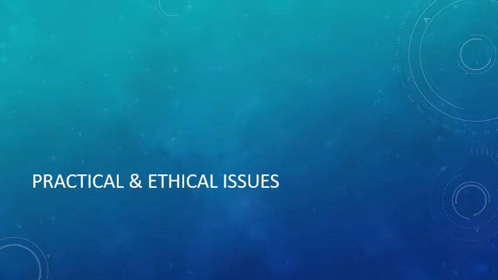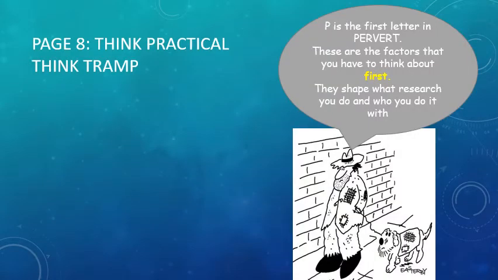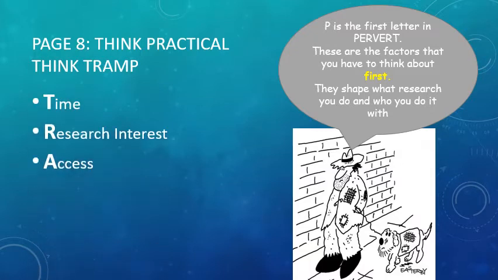So if we start with practical and ethical, if you turn to page 8 of your orange booklet, or your methodology booklet, when you think practical, you need to think TRAMP. Now, quite deliberately, the first letter in PERVERT is P, because the first thing that any good sociologist will have to do before they begin their research is consider practical issues. So it starts with P because it's the first thing you have to do in your research. TRAMP stands for time, research interest, access, money, and personal reasons.